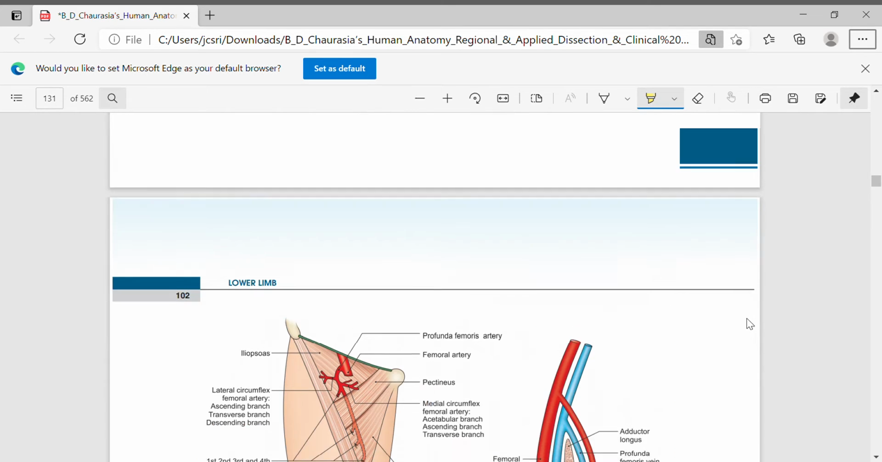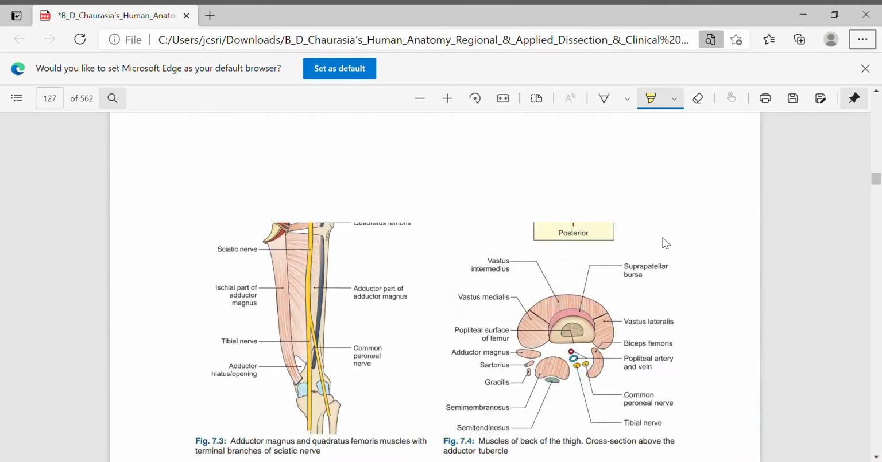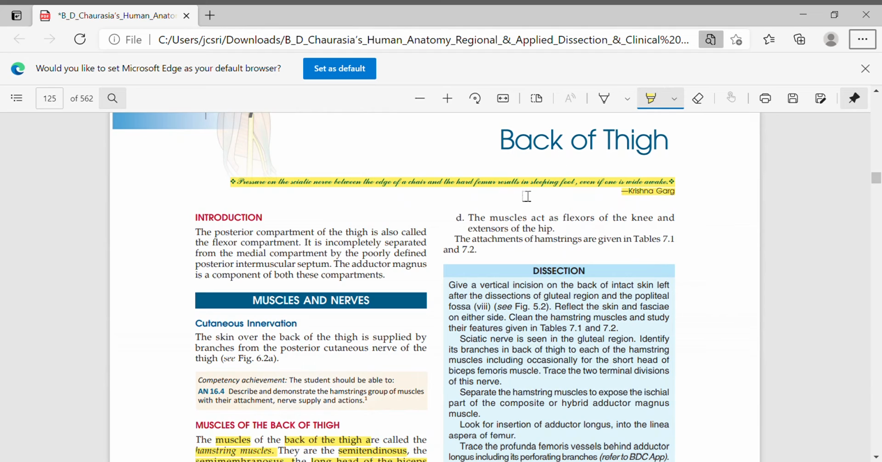So hamstring muscles, as I told you, you left one thing. To be the criteria of a hamstring muscle, it should be a flexor of the knee joint and an extensor of the hip joint. Okay, this is also very important.